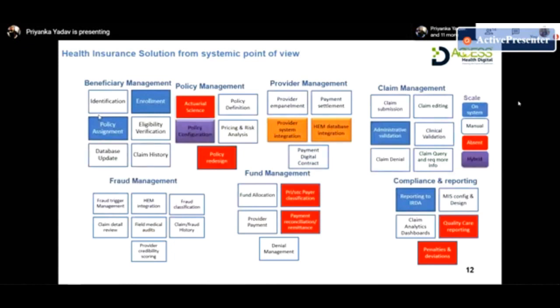Priyanka, what are these purple ones? These are hybrids. So half of the process might use some manual interventions or Excel format, and some are on the systems. Okay. And these orange ones?